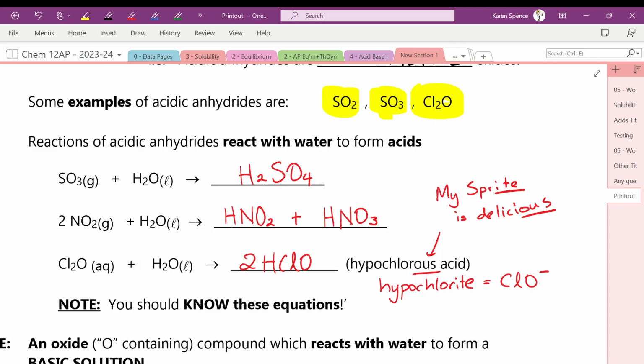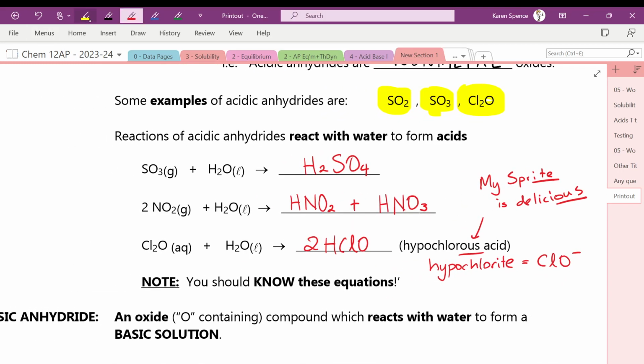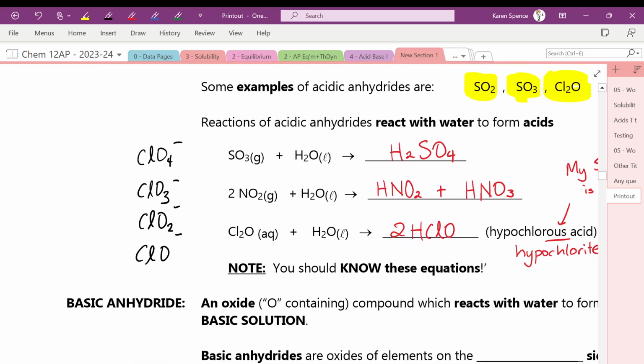Hypochlorite. And if you've forgotten about how the hypo and the per work into your series of oxygen ions, there is ClO4, ClO3, ClO2, ClO. They're all negative, negative, negative, negative. Could you name those 4 ions?